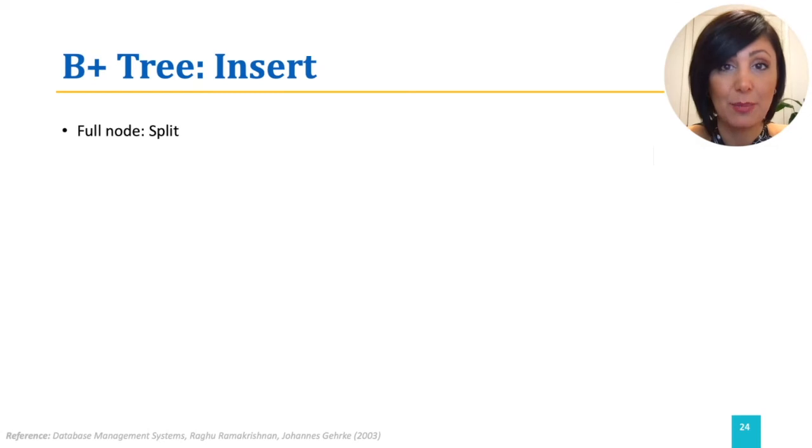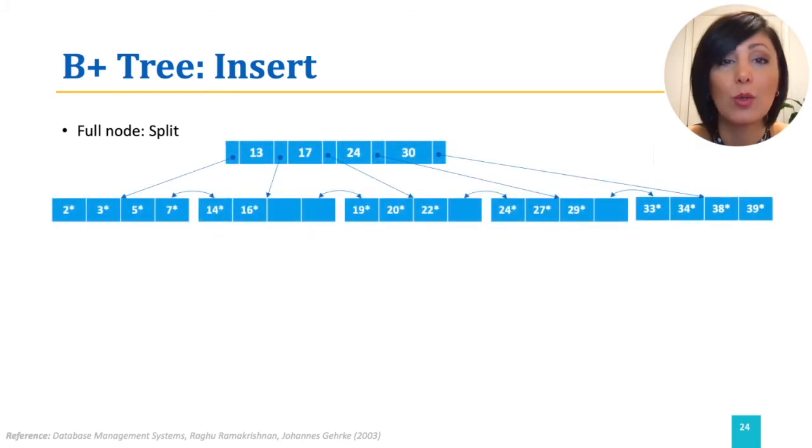Let's see the insert operation using an example. Remember the same B+Tree we used for our lookup with equality search example. And assume we want to add a data entry with search key 8. This will belong to the leftmost leaf. However, this node is full and there is no space to add a new data entry. So we have to do a split operation.